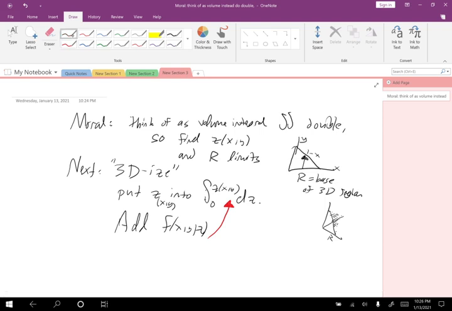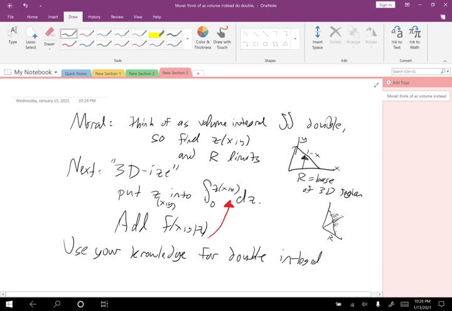This allows you to just use your knowledge and intuition for double integrals that you've already built up, and you don't have to relearn everything for triple integrals. They're effectively, in my opinion, very similar to double integrals.